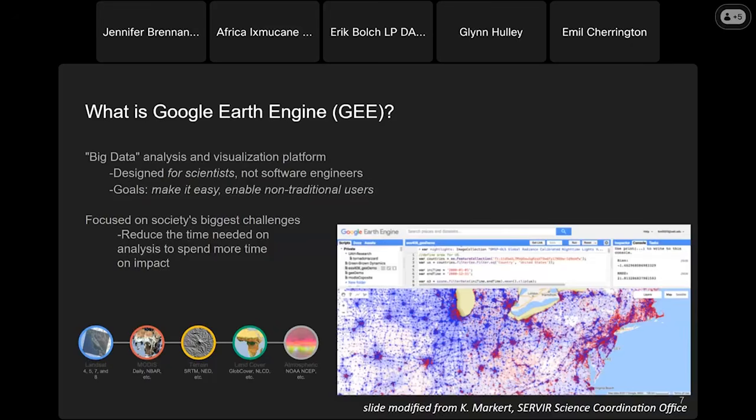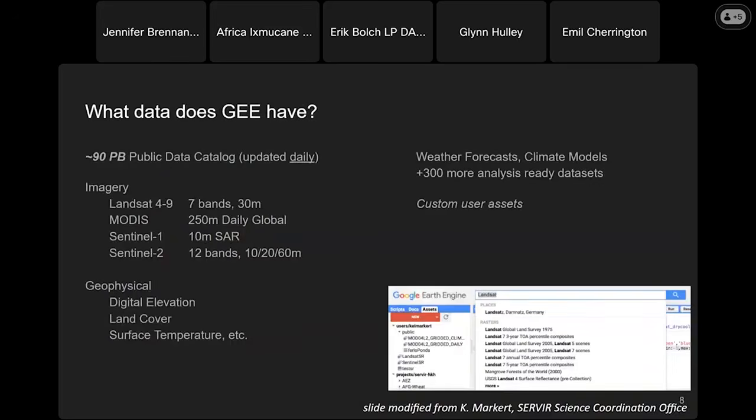The other question you probably have is, what does it contain? Similar to Eric talking about the over 100 petabytes worth of public data available through the LPDAAC of NASA, Earth Engine itself has a public data catalog that's being updated daily, and it contains something around 90 petabytes worth of data, or at least that's the latest information I was able to get.